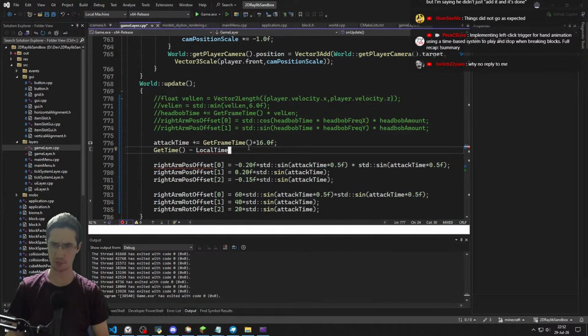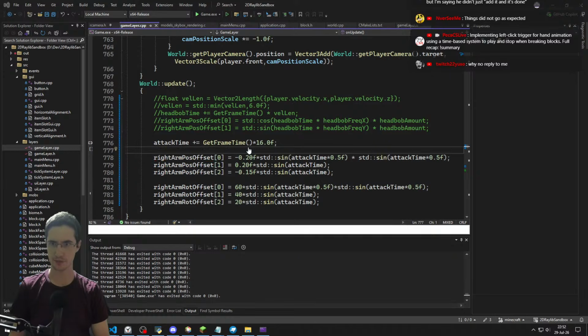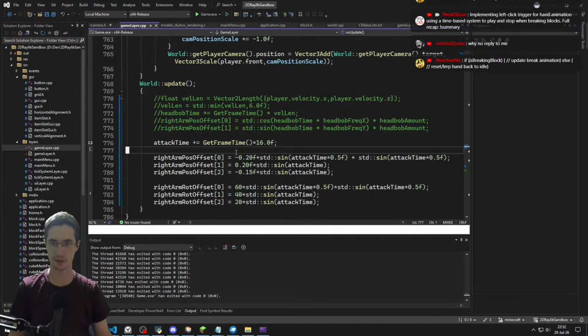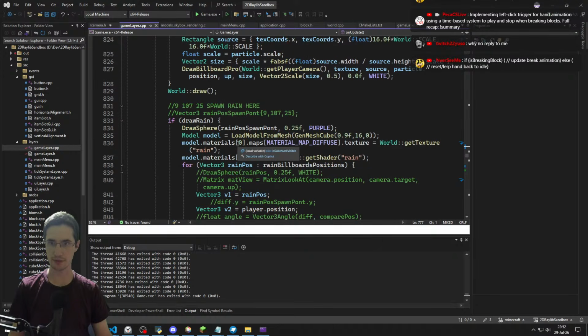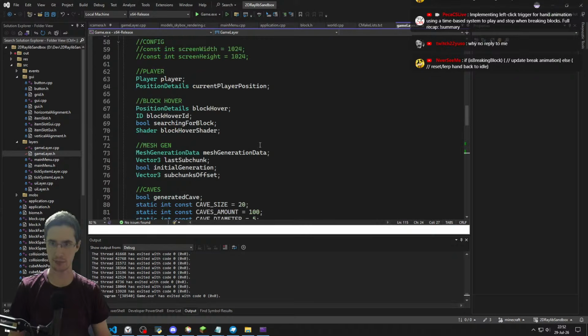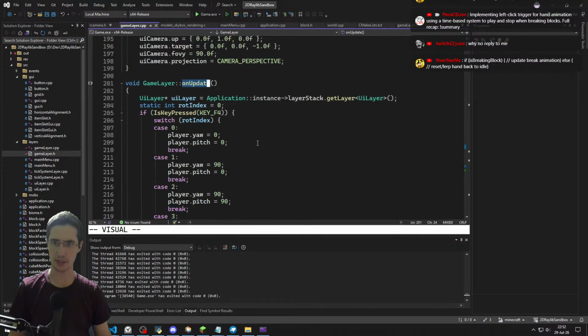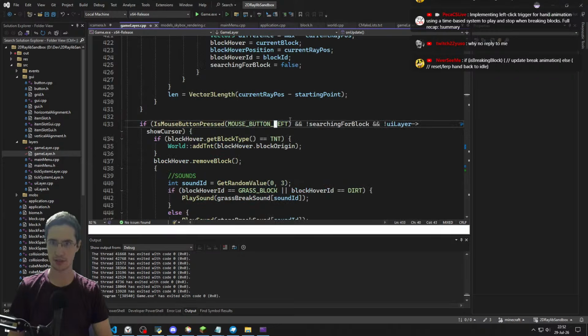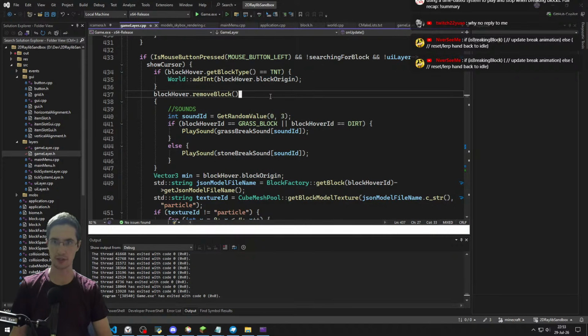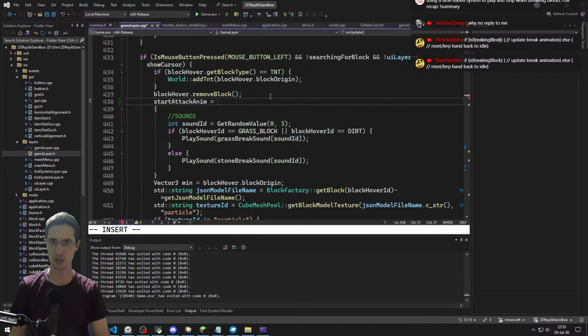Oh, no, chat. Perfect. I have an idea. I'll first test it and then I'll tell you what I did. So we need to go in the game layer. On update, when we press the left mouse button, this is when we remove a block here. Start attack animation equals attack time. That's it, chat. Very simple.